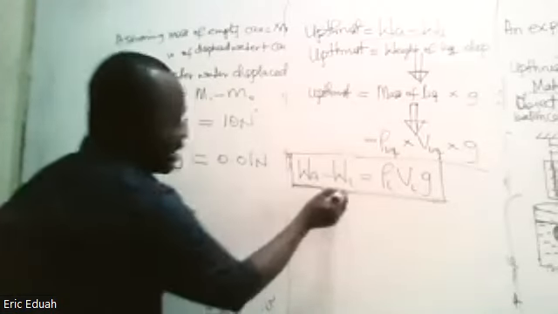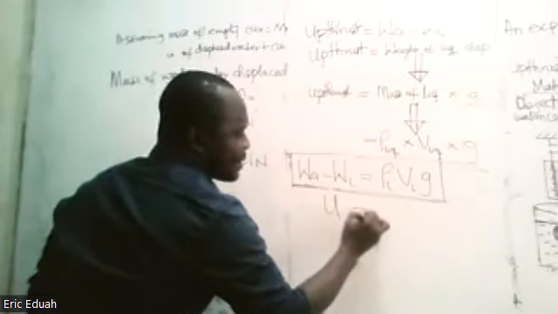Okay. So because of this, we could establish the relationship the upthrust has with some quantities. The left hand side is the upthrust. The upthrust is equal to.